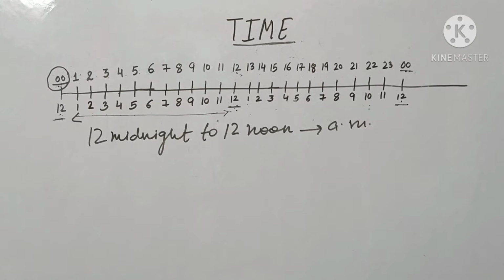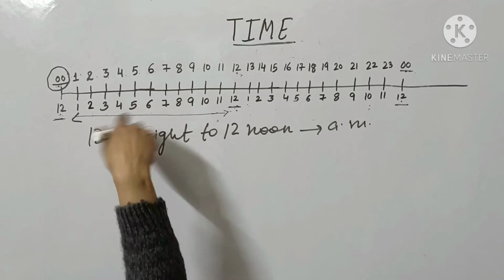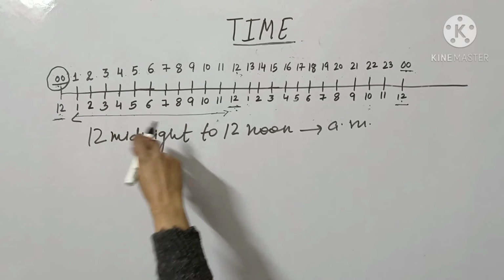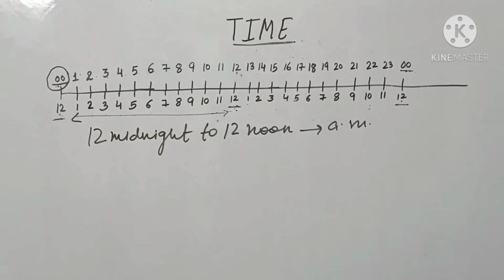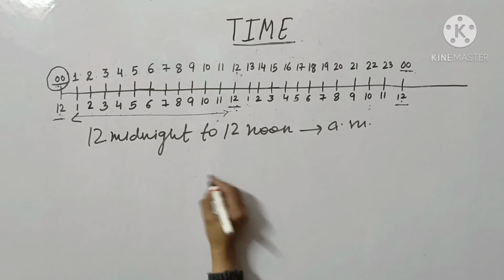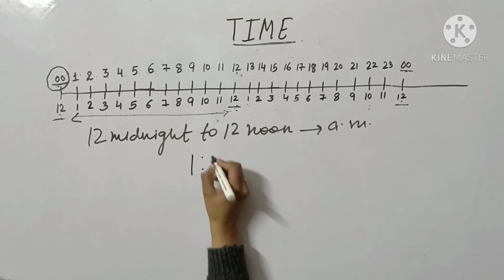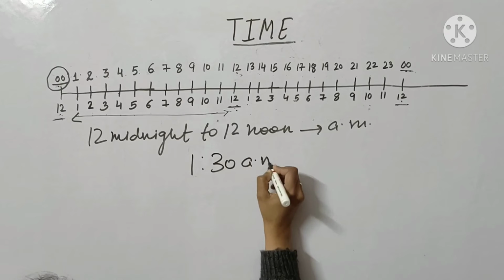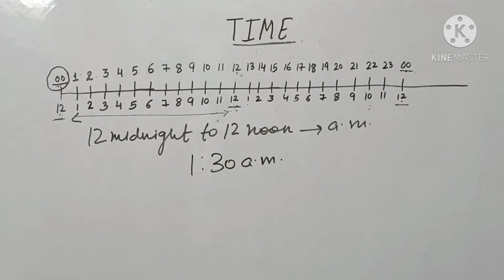When we convert 12-hour clock time to 24-hour clock time, if the time is written in AM, there will be no change. Let me explain. Suppose the time is 1:30 AM, and I have to convert it into 24-hour clock time.